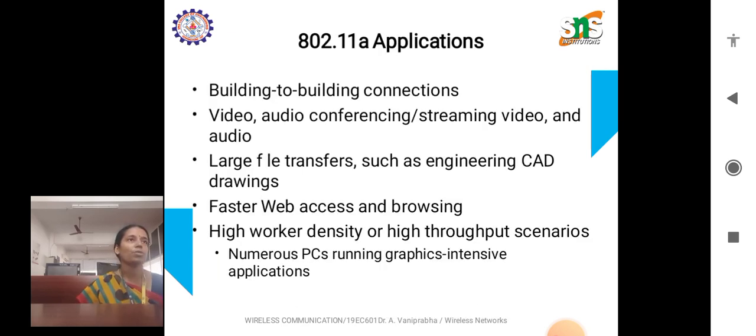The major applications of 802.11a: it can be used for establishing connection between buildings and video audio conferencing or streaming video and audio. All these are feasible with this technology, 802.11a. It can be used for large file transfers such as drawings, faster web access and browsing, and video streaming, high worker density or high throughput scenarios, numerous PCs running graphics applications.